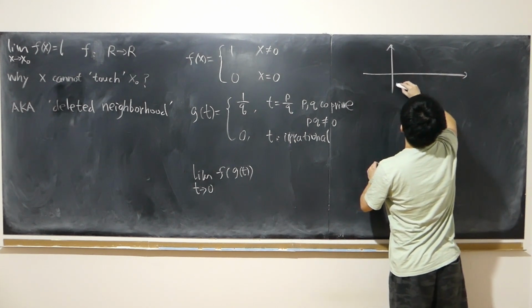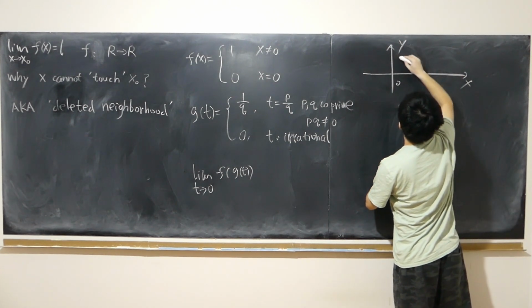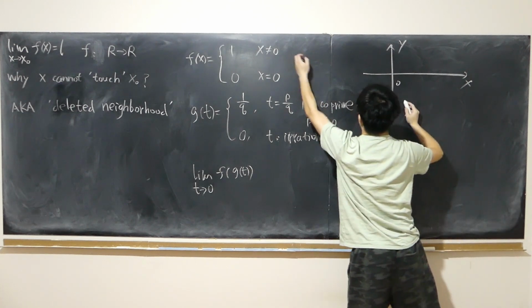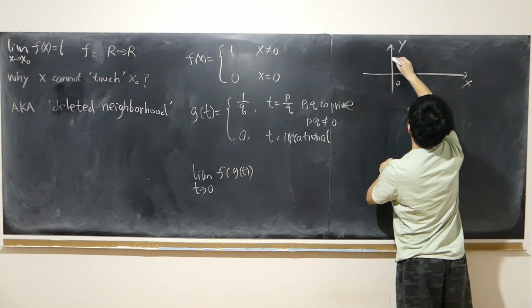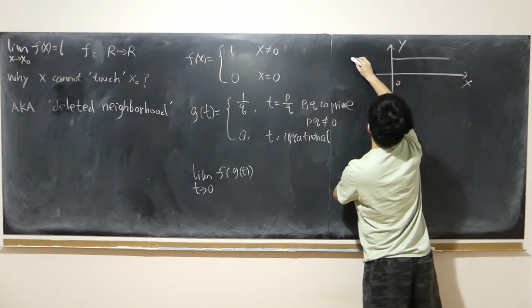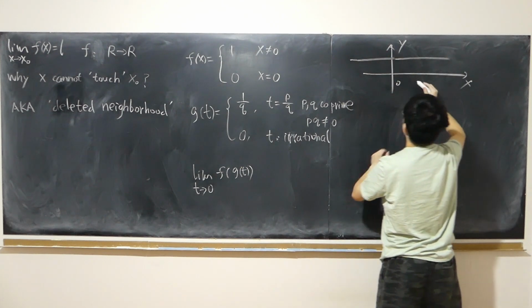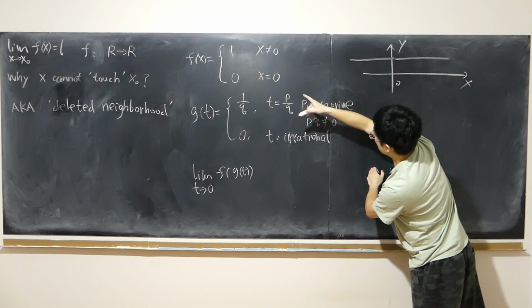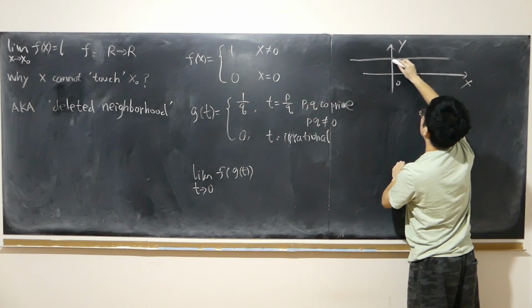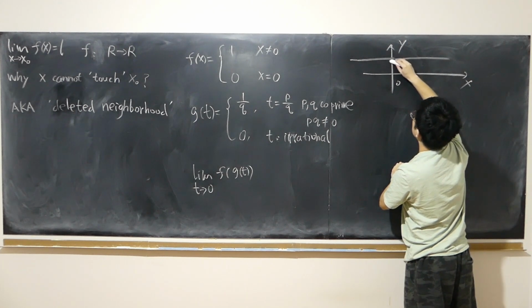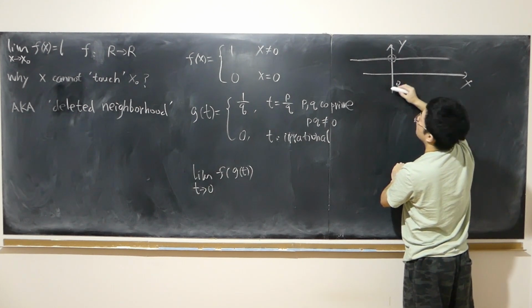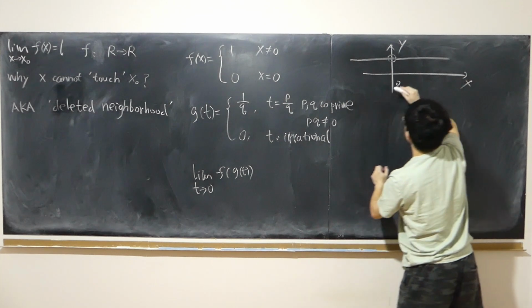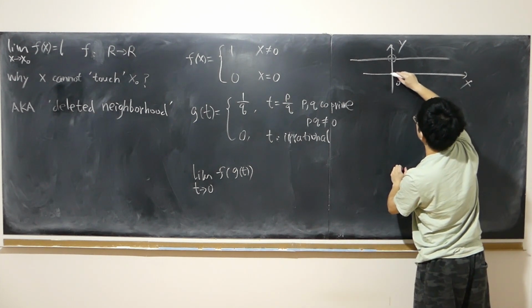So, x, y. When x is non-zero, f is defined to be 1, just a constant, a horizontal line. Here is a hollow point. When x is 0, f is defined as 0, and here is a solid point.